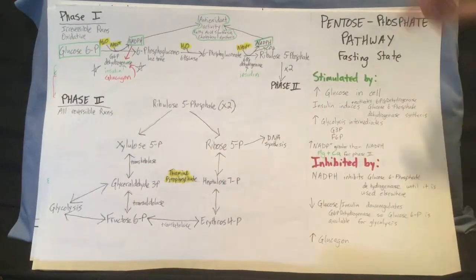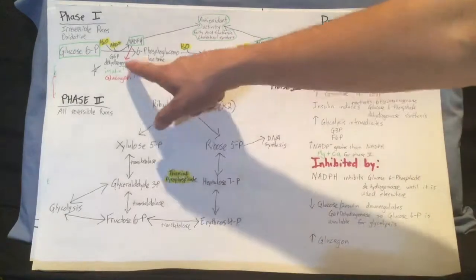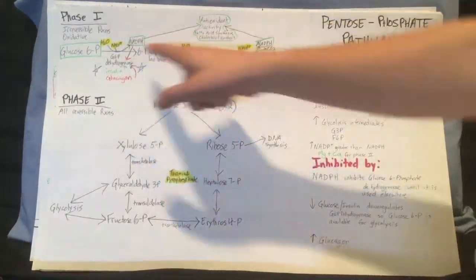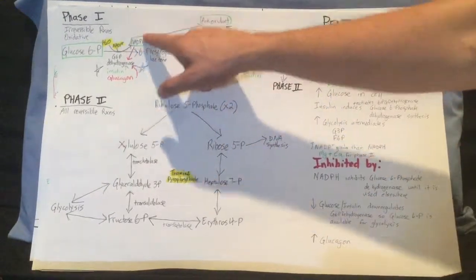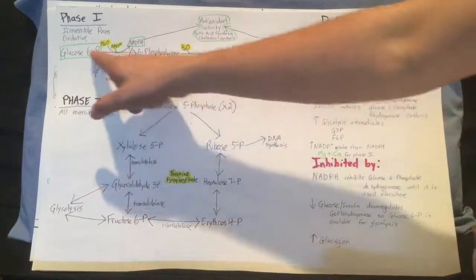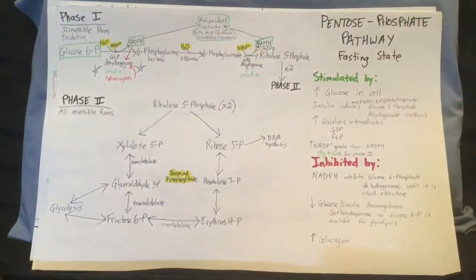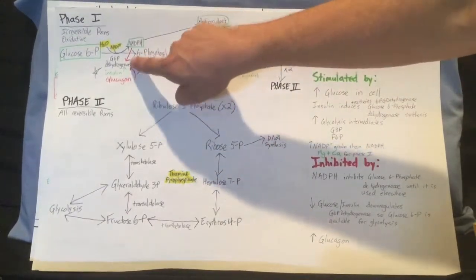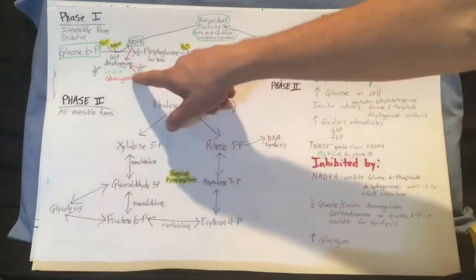Now, inhibited by, if we have excess NADPH, that will inhibit glucose 6-phosphate dehydrogenase until it is used elsewhere. So if this builds up and it's not being used as an antioxidant, fatty acid synthesis, or cholesterol synthesis, it's going to build up and it's going to block this enzyme, saying, okay, glucose, go and do other things now. Also, glucagon is going to block this enzyme. I'm sorry, the glucagon actually down-regulates this enzyme so that more glucose 6-phosphate is available for other things.